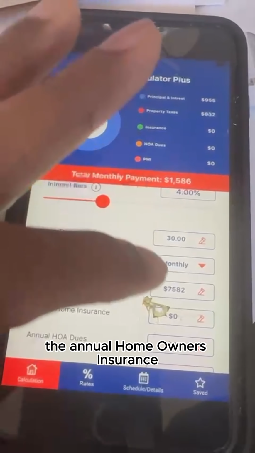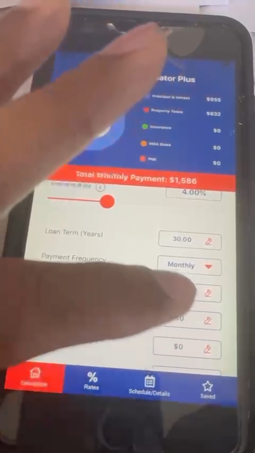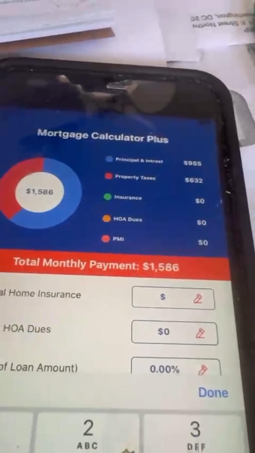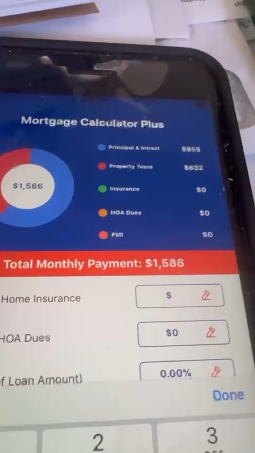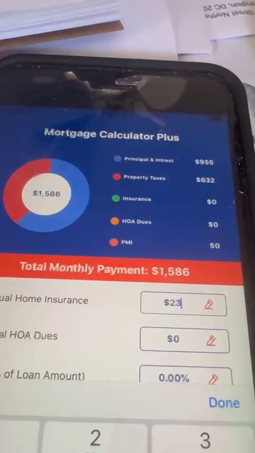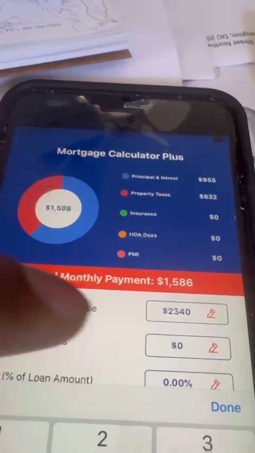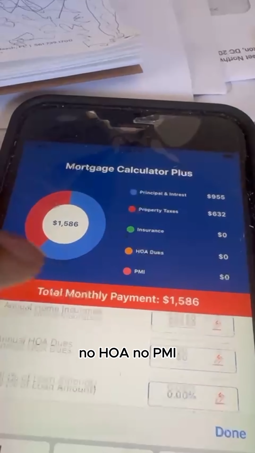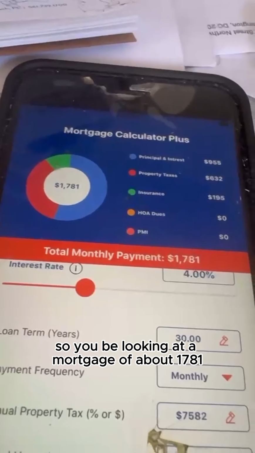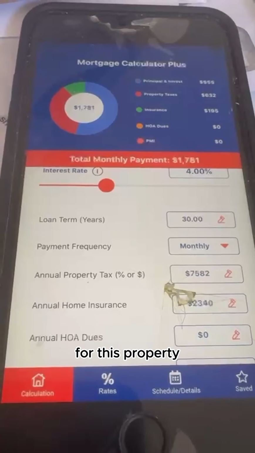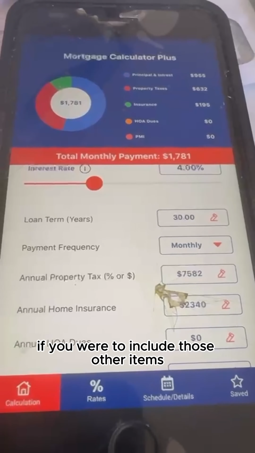The annual homeowner's insurance is $23.40. No HOA, no PMI. So you'd be looking at a mortgage of about $1,781 for this property if you were to include those other items.